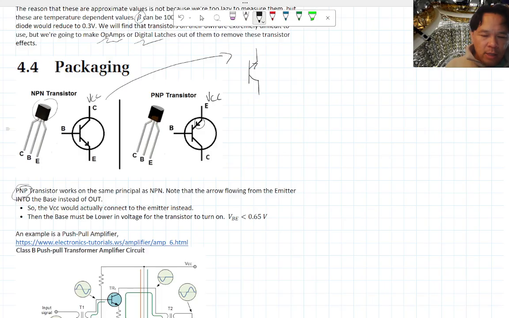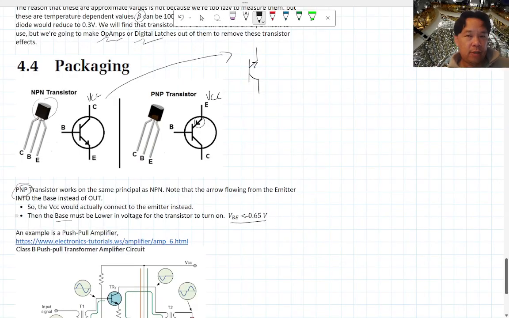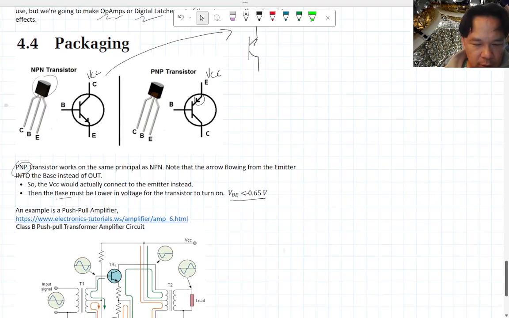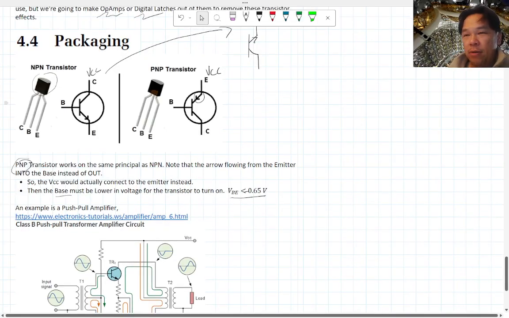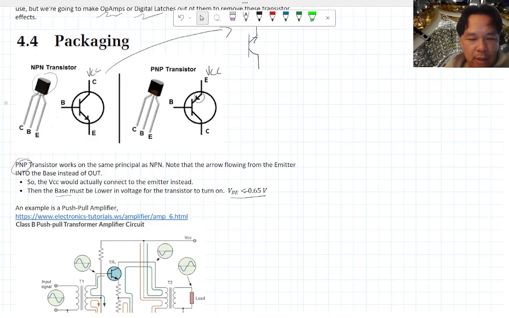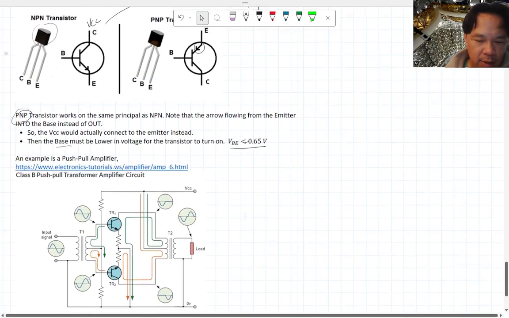Okay. So everything's kind of opposite with the PNP transistor. Instead of the base being higher than 0.65 volts, it has to be lower than negative 0.65 volts instead. Okay, so all the signs get flipped and the logic gets flipped. And you might think, why would anyone ever make this sort of stuff? Because it's just going to confuse you and make your circuit catch on fire because you connected a PNP transistor where you thought you were using an NPN.